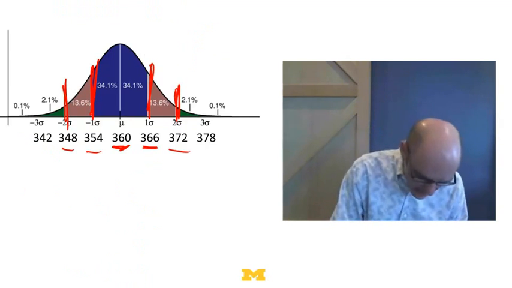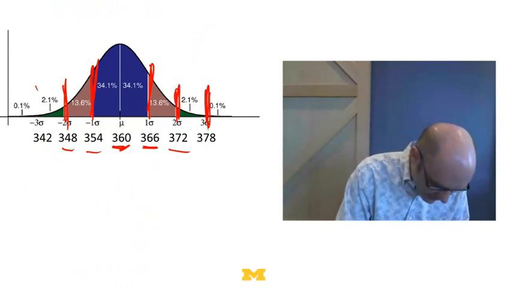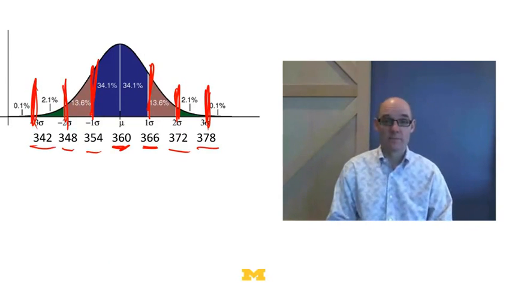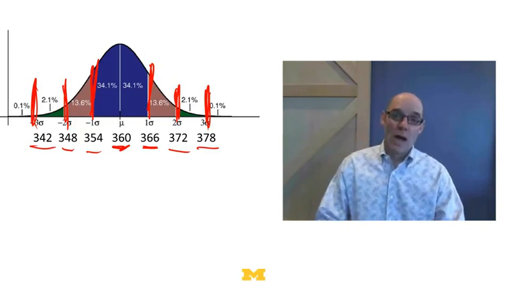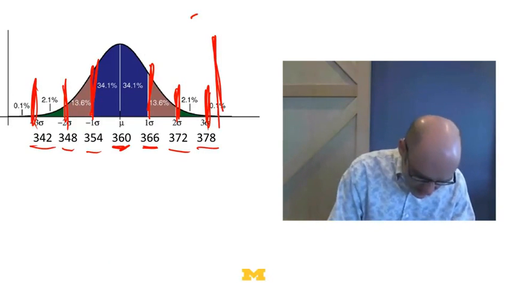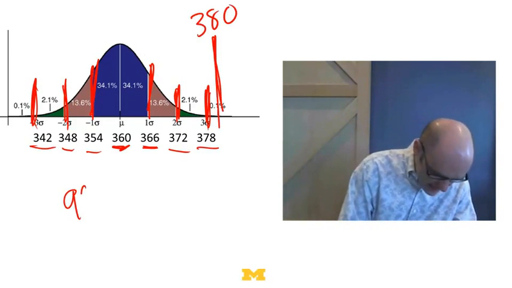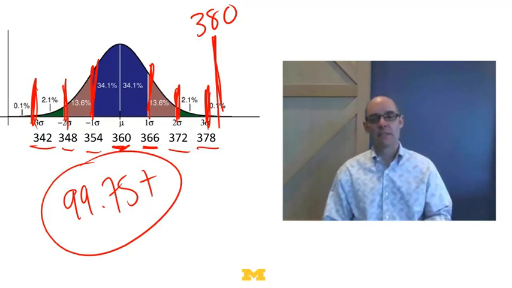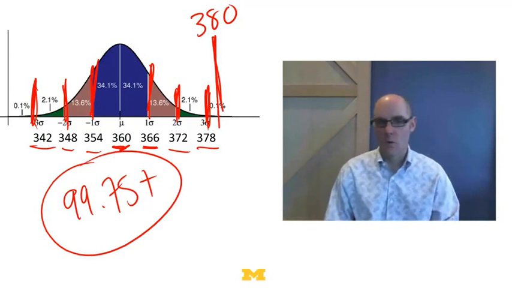Also great. It means 99.75% of the time will be between 378 and 342. Well, how many seats did we have? We had 380 seats. So this means that 99.75, actually more than that, right? More than 99.75% of the time, we won't overbook.